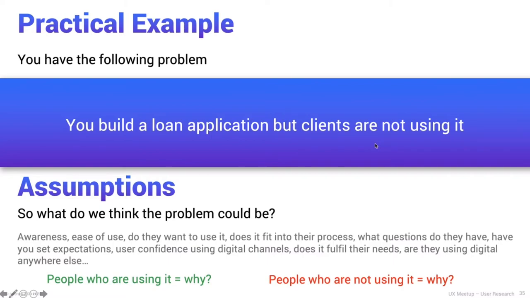The first thing that you need to do is make assumptions, and you need to strategize as to what we think the problem could be. So before we start our research approach, before we start our objectives, before we start how we're going to go about this process, we need to look at why. Why do we think no one's using this loan application?